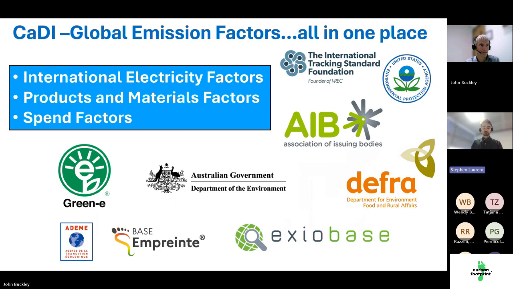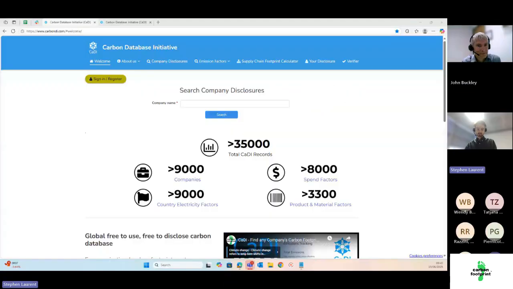So on screen now, you'll see a selection of the sources that we use to generate our electricity factors. We've assimilated these to create our own products, materials, and spend factor databases. John is going to run you through the electricity factors shortly, so I'm not going to step on his toes by running through those ones. But what I will do is take control of the screen and give you a quick demo of how to access the spend factors and then the product factors. Okay, so I'm just sharing my screen now. Hopefully everyone can see that.